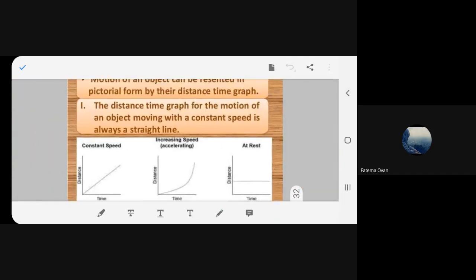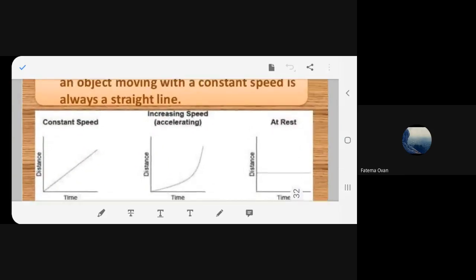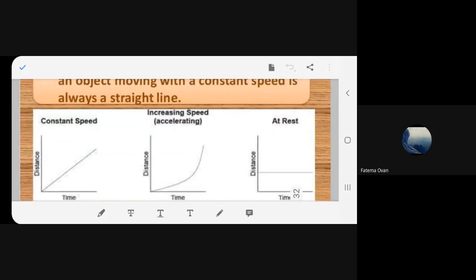So you have understood all these three graphs. The first one is moving at a constant speed. The second one is increasing the speed. And the third one is at rest, it is not moving. Any problem? No, ma'am. So I hope you have understood today's lecture nicely.